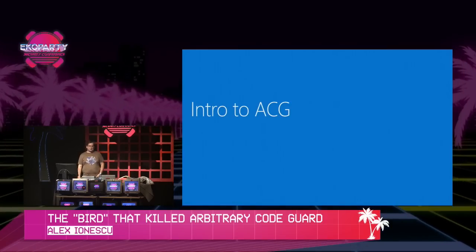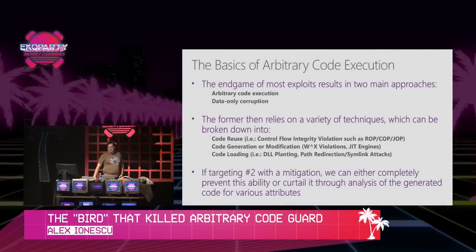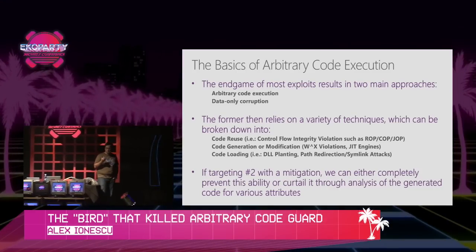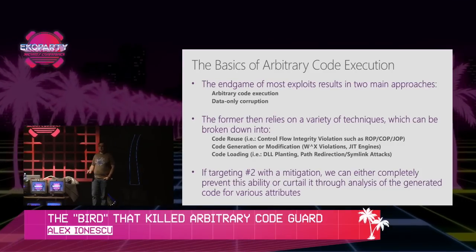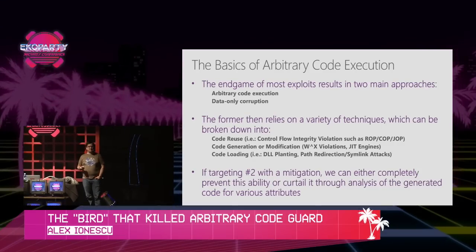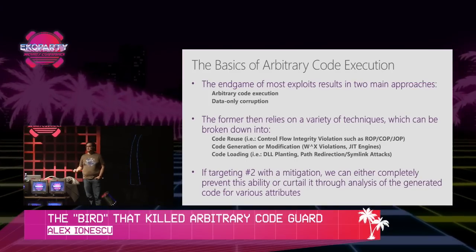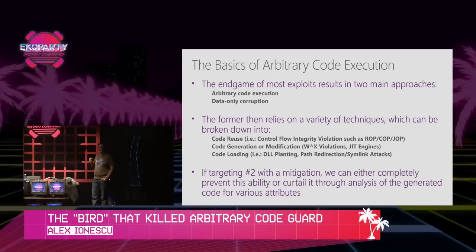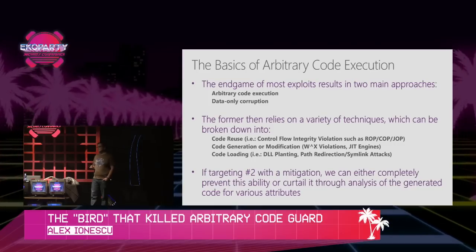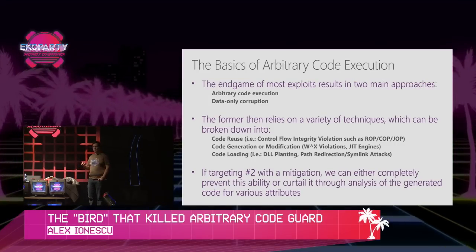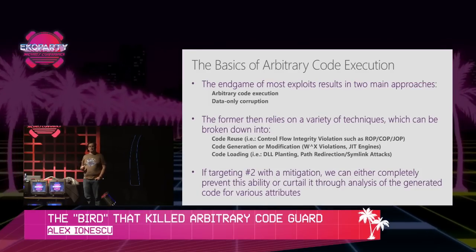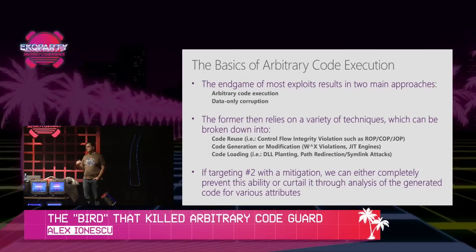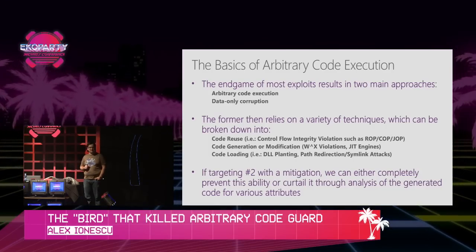All right, so let's talk about Arbitrary Code Guard. If you're thinking about exploitation, the end game of most exploits is typically twofold. Either I want to get native arbitrary code execution, or I want to corrupt memory. So we talk about code execution vulnerabilities or exploits and data-only corruption. If your goal is arbitrary code execution, you have a few ways of achieving that. One way is code reuse. There's already some code there, and you use that code to do something malicious. Think ROP, JOP, COP, and those kinds of control flow integrity violations.